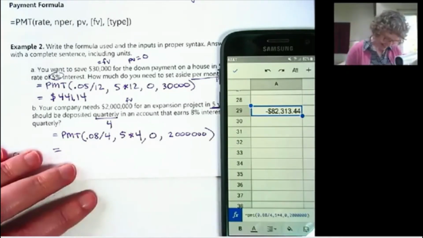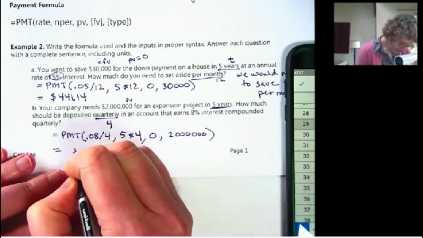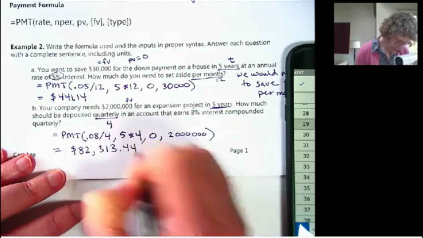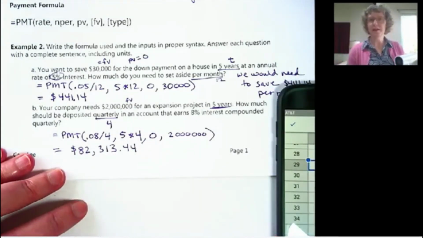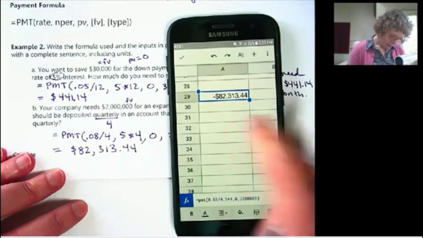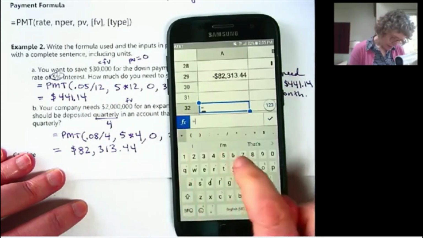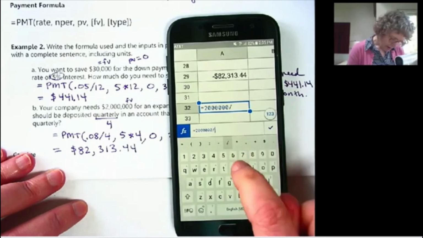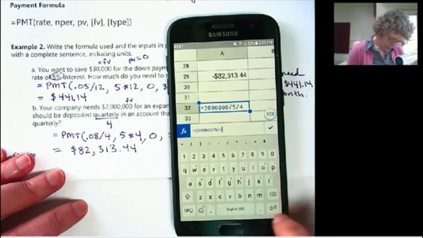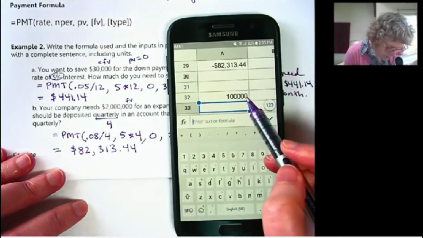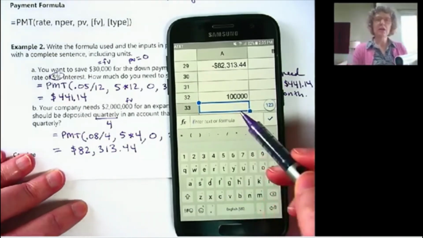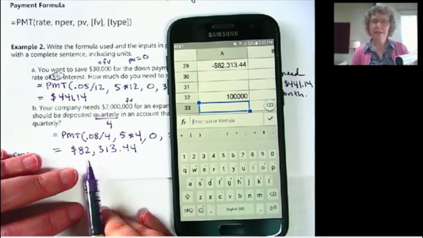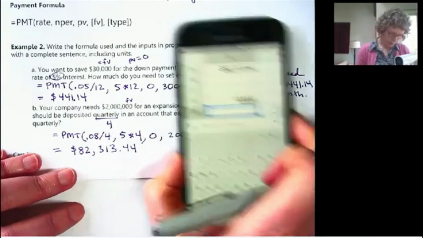Wow. $82,000. $82,313.44. I mean, that's $2 million in 5 years. That's a lot of money, right? I'm just playing around now. If you just did 2 million divided by 5 years divided by 4 quarters, that's $100,000 a quarter. So if you weren't getting any interest at all, you would have to put in $100,000 every quarter. With the interest, you only have to put in $82,000 every quarter, and then the interest compounds to make up the rest.